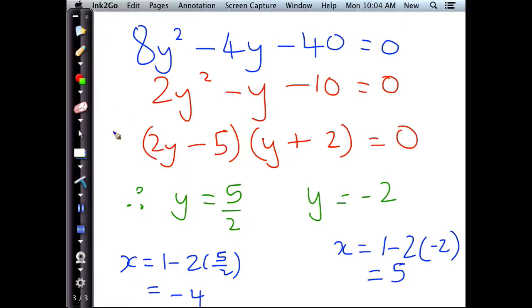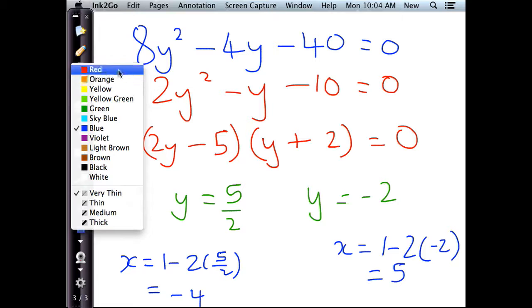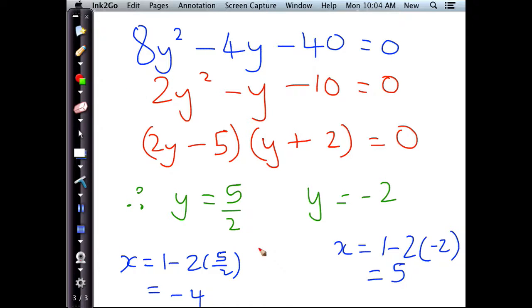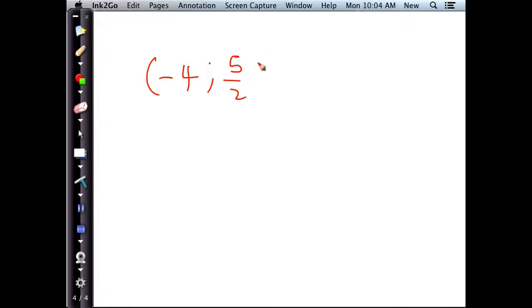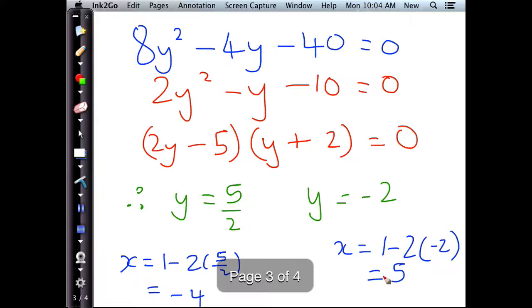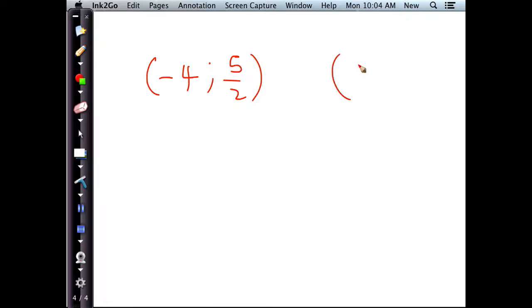So there you can see, this is my solution set. I can state this as coordinates. The one coordinate is going to be negative 4 and 5 over 2. And the other set of coordinates is going to be positive 5 and negative 2.